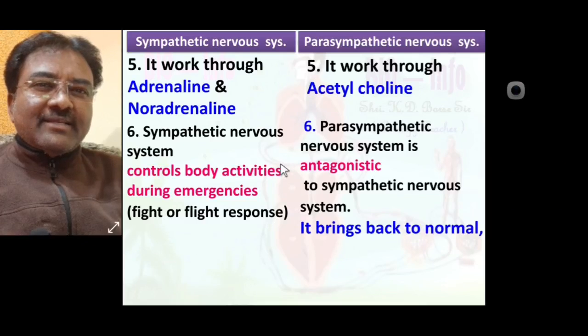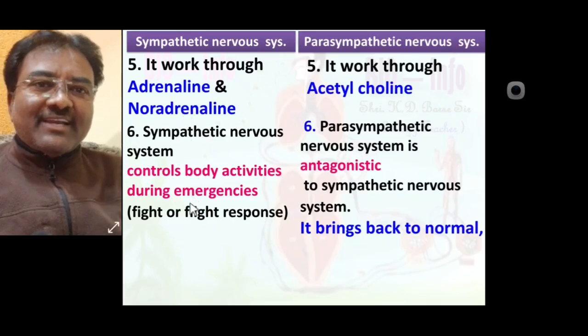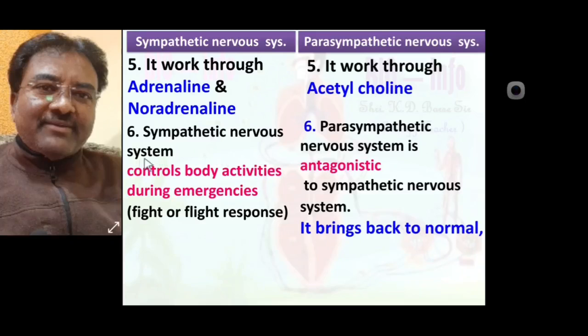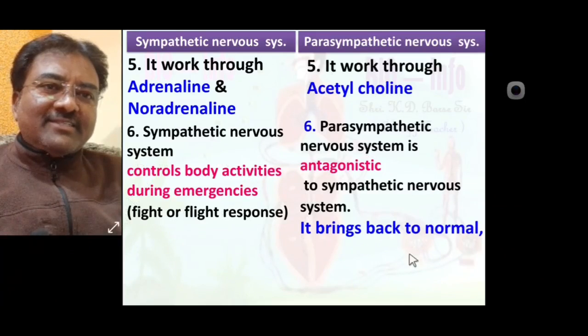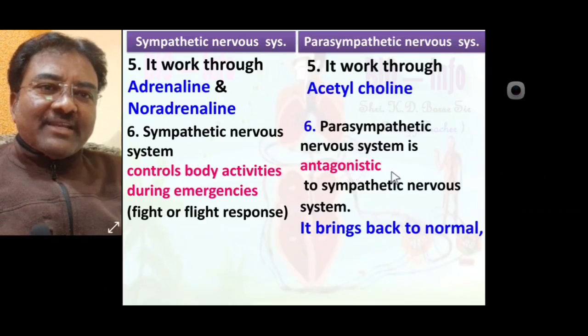Means sympathetic nervous system, its work is with the help of adrenaline and noradrenaline chemical material, controls body activity during the emergency like fight and flight. But parasympathetic nervous system controls with the help of acetylcholine, the antagonistic effect of sympathetic nervous system.